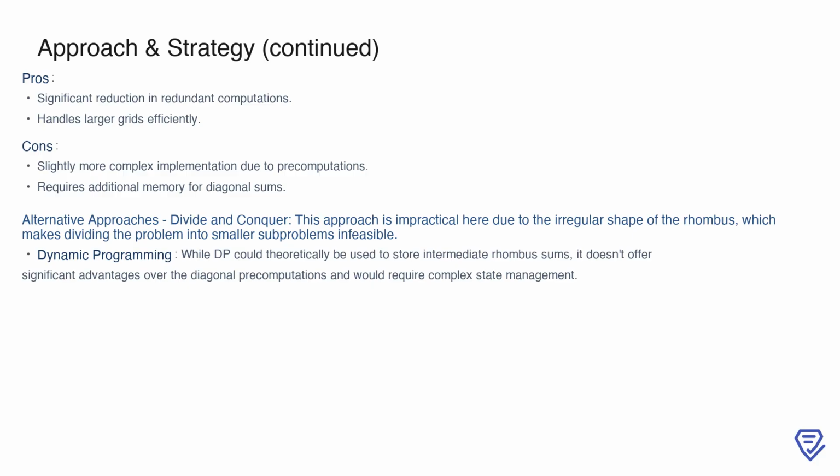Alternative approaches, such as divide and conquer, are not suitable for this problem due to the irregular shape of rhombuses, which makes it challenging to break the grid into smaller, manageable subproblems. Dynamic programming, while theoretically feasible, doesn't offer significant advantages over diagonal pre-computations and would involve more complex state management, making it less practical. Overall, the optimized approach balances efficiency with a manageable level of complexity, making it the most effective strategy for solving this problem.